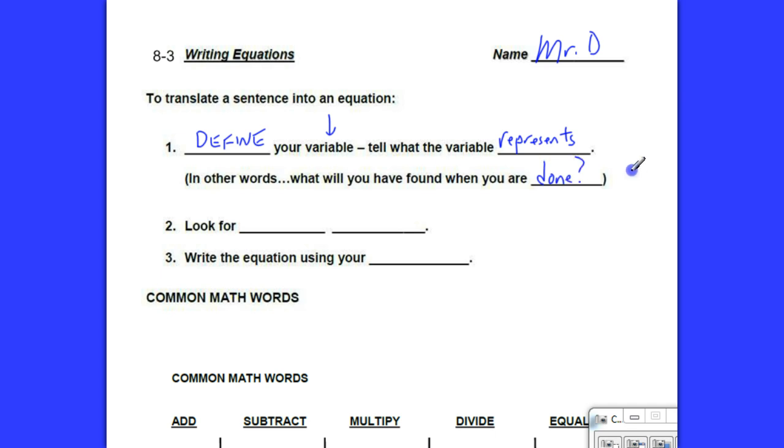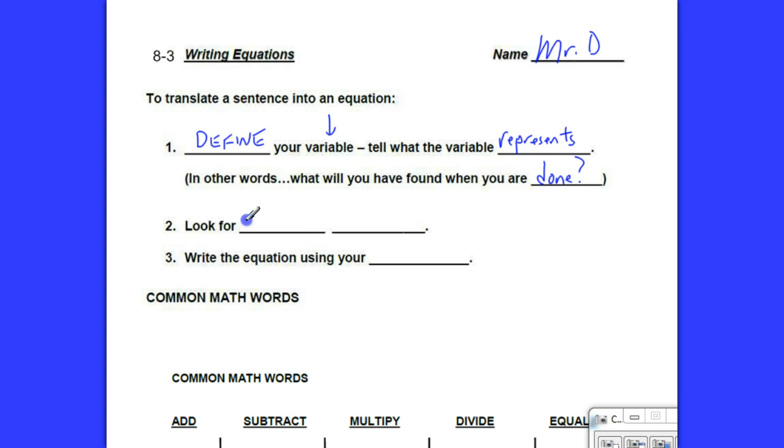Like if you solve this particular word problem, will you have found the number of chocolate chip cookies in the jar, the number of puppy dogs, an amount of money? What is it? You've got to figure that out at the beginning. It makes your life a lot easier as you go. Begin with the end in mind. That's what you do when you define your variable. What is this variable representing in our problem?